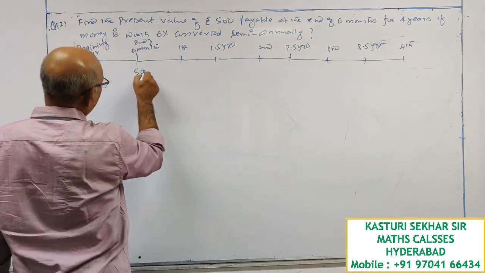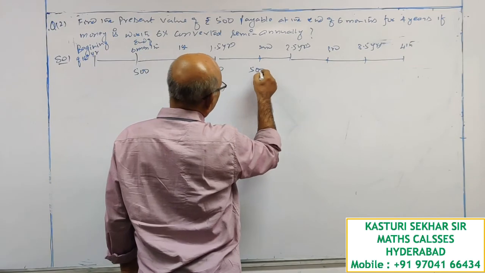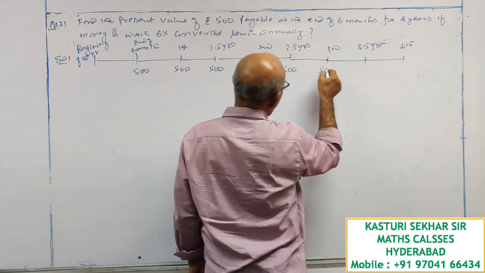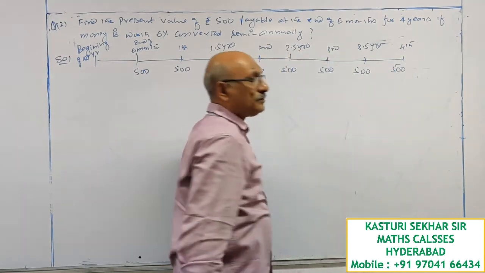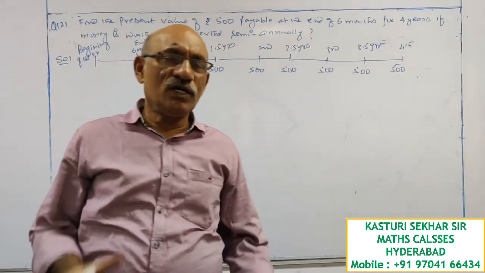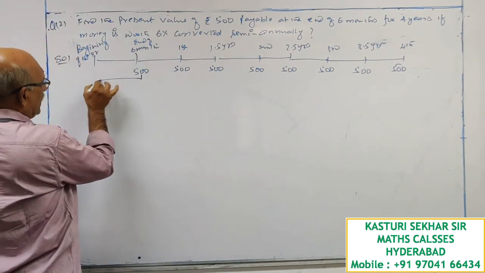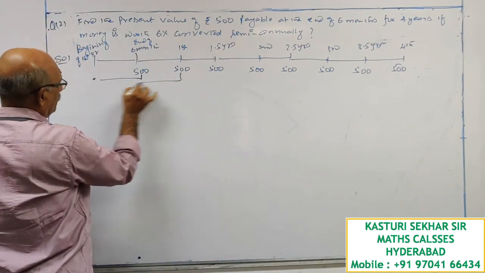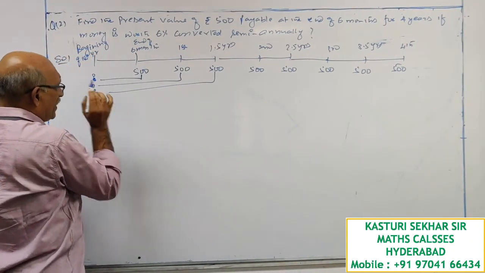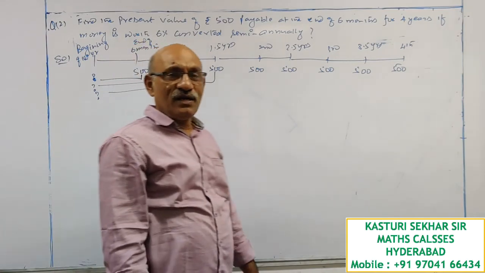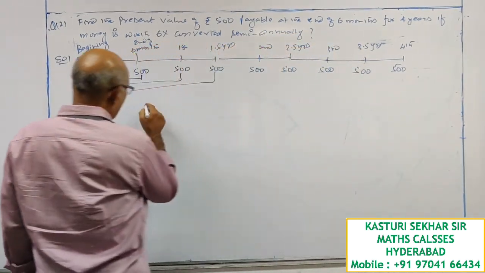Payment is 500, 500, 500, this way. Now I want a single value of this. So each value you have to compare, this way each value you have to compare with the beginning of the first year. So that is called the present value.